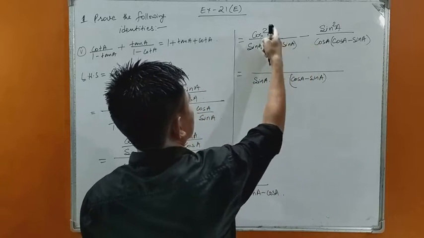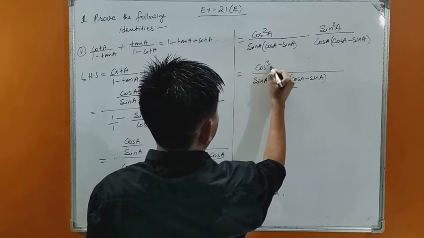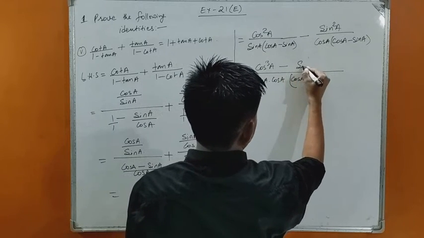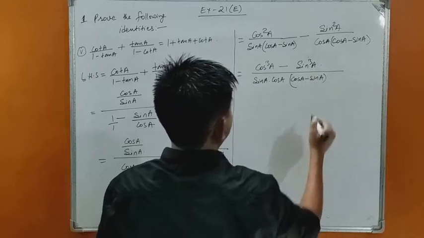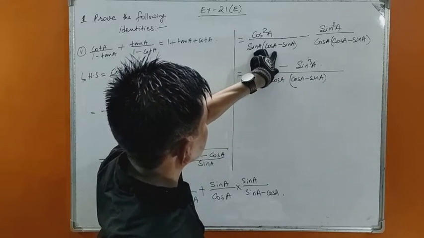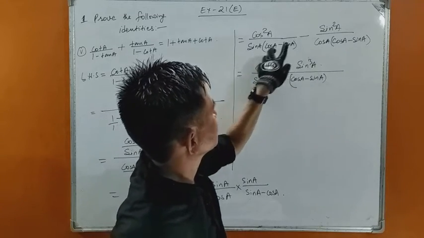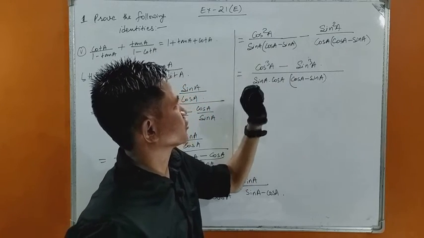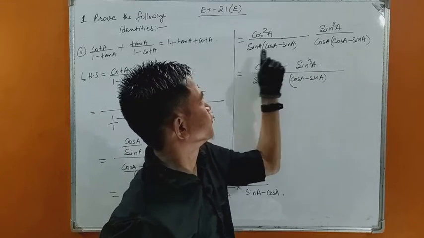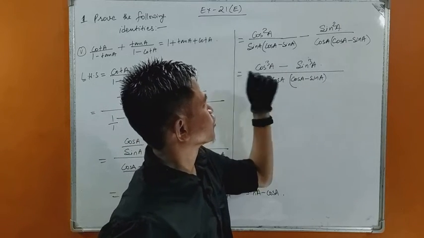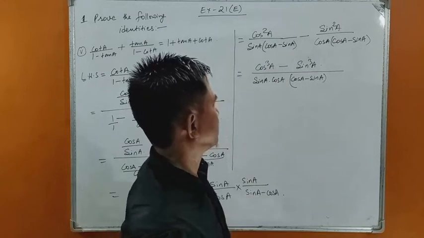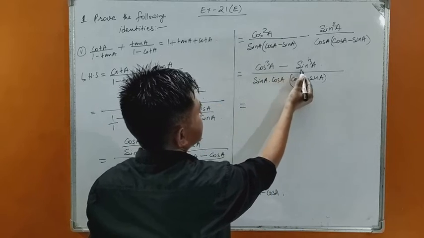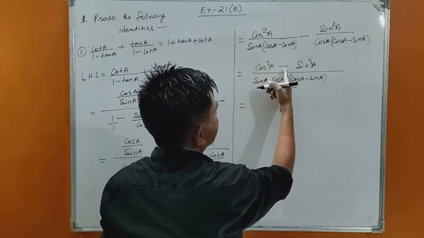So cos A into cos square A is cos cube A, minus this minus comes here, sin A into sin square A, sin cube A, isn't it? Because this whole thing into cos A gives this, and this whole thing into sin A gives all this. So this is cos cube A minus sin cube A, meaning a cube minus b cube.